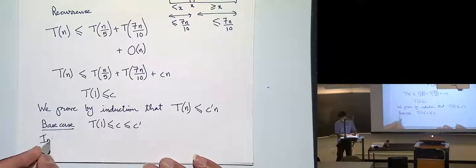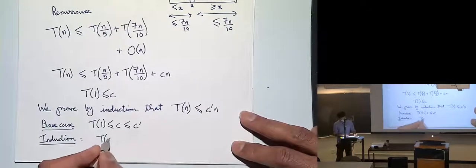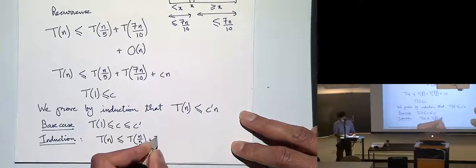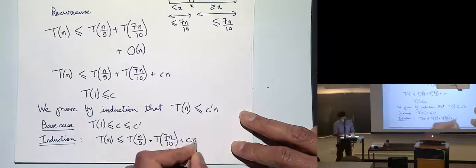The induction: we'll say T of n is at most T of n over 5 plus T of 7n over 10 plus c of n.